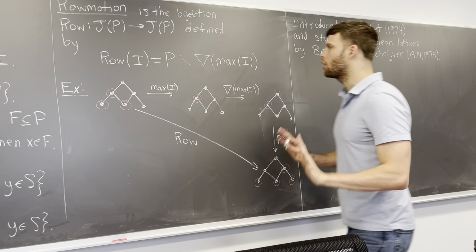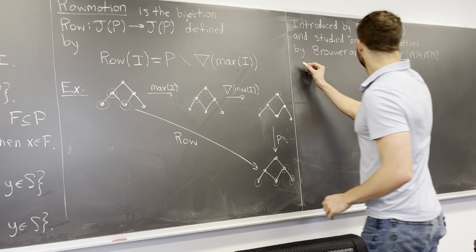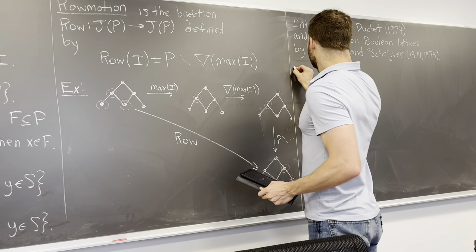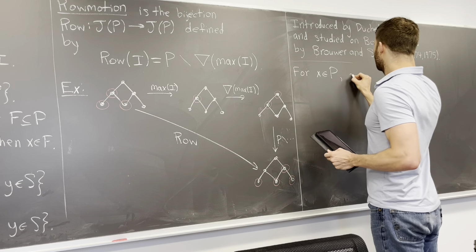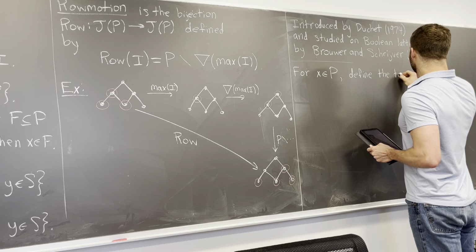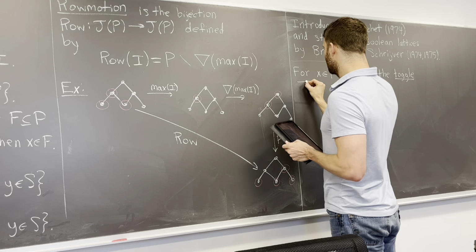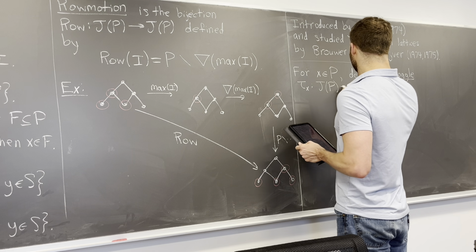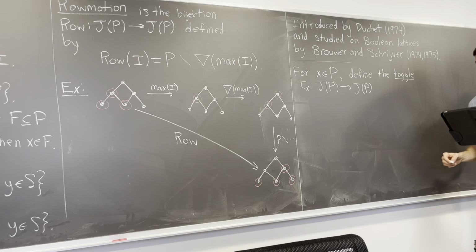Maybe I should explain why it's called rowmotion. There's another way of defining this, which is using what are called toggles. For any element x in my poset, I'm going to define the toggle, which will be a map tau sub x from the set of order ideals to itself. It'll be a bijection. Actually, it'll be an involution.